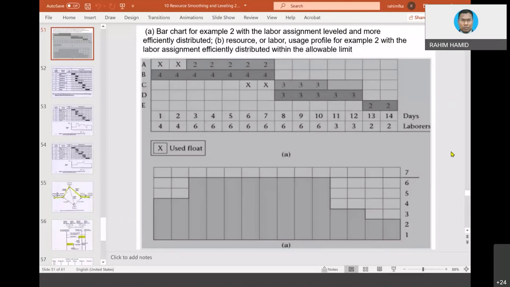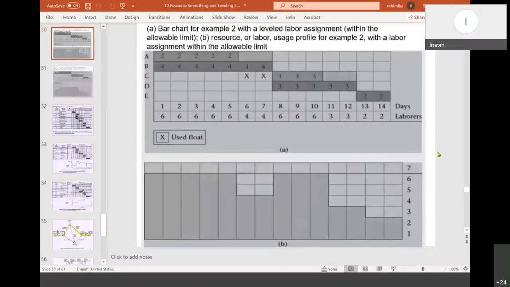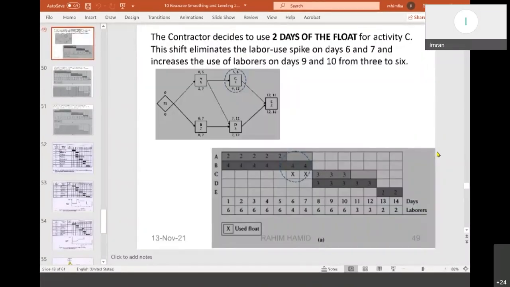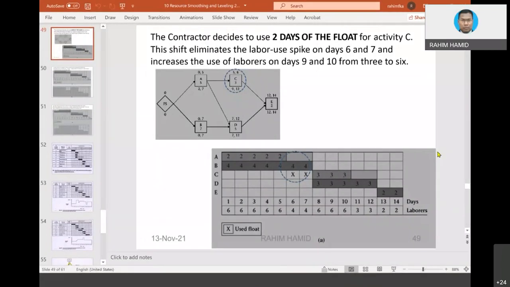Sekejap, untuk aktiviti example 2, untuk aktiviti A dengan C, dia punya total float ke apa? Total float for activity A is 2. Betul, but I thought that the total float is shared throughout the route. Bukan, the route yang maksudnya untuk route ACE lah.